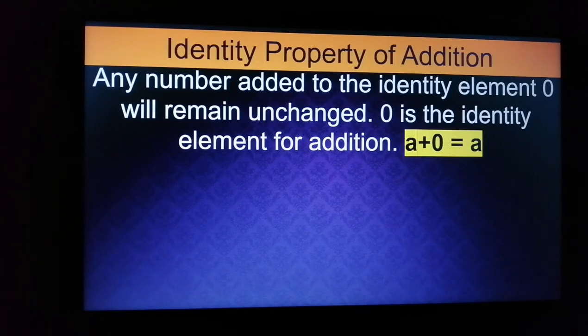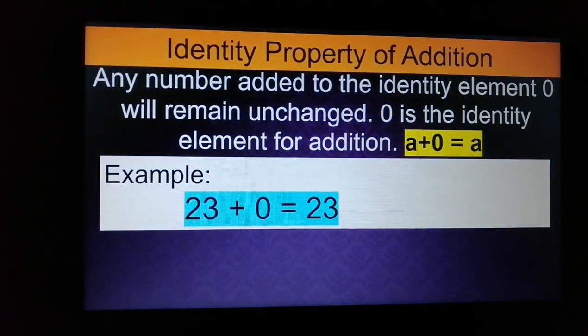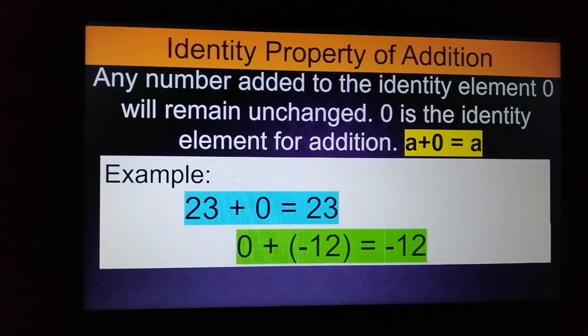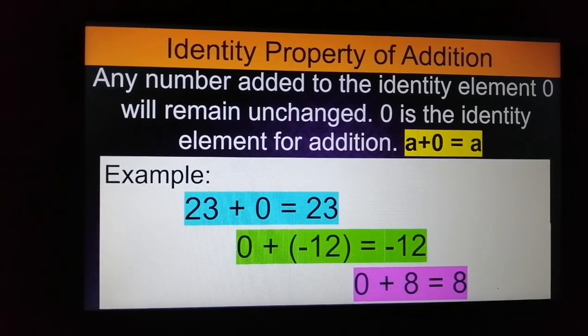So, let's have this example. 23 plus 0 is equal to 23. So, palagi na natin ginagawa, di ba? Plus pala tayo ng 0, identity property of addition pala yon. At ang magiging sagot ay the number itself. So, another, we have here 0 plus negative 12. Automatic, the answer is negative 12. Okay, sunod naman tayo. 0 plus 8. So, ang sagot ay 8. Ang dali, di ba?